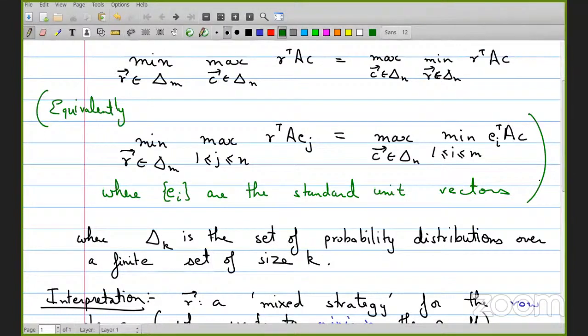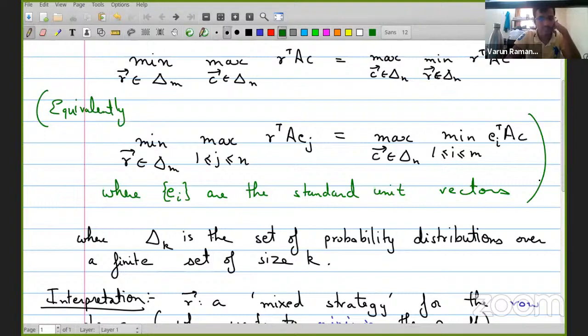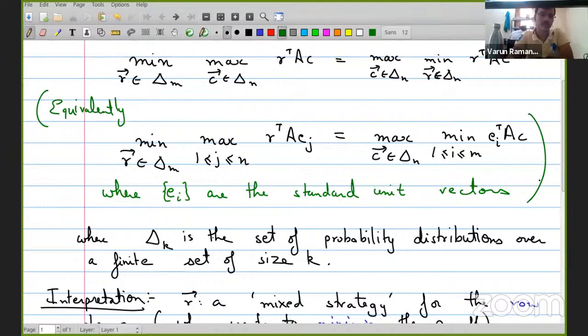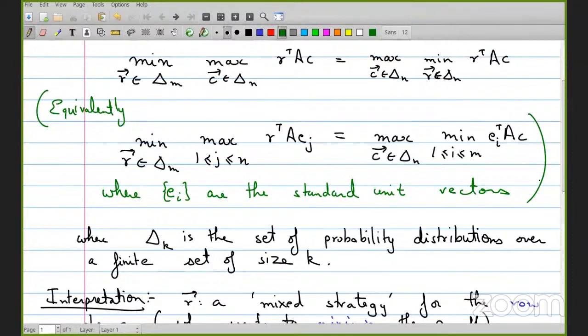So what is the interpretation of R? It's over R strategies. Huh? Over the set of strategies R has? No, it's not over the set of strategies R has. It is over the set of strategies C has. So the interpretation of R transpose A is a vector of dimension N, where N is the number of pure strategies C has, such that the ith coordinate of R transpose A is exactly the payoff that would result if C were to play the strategy i, given that the row player has played a mixed strategy R.